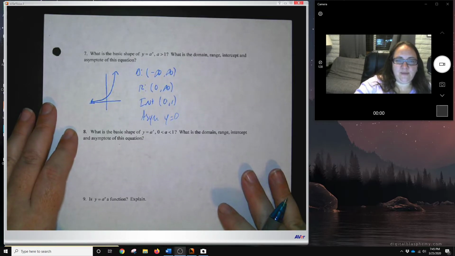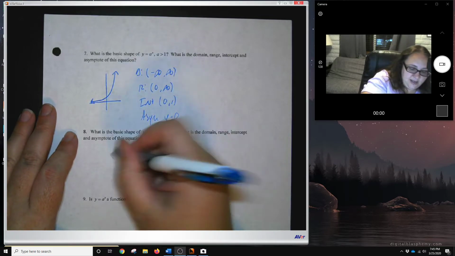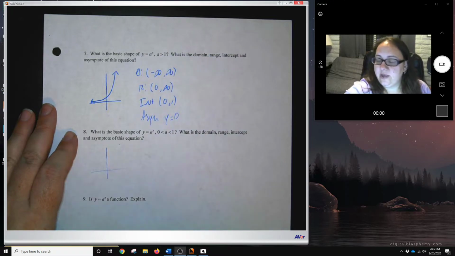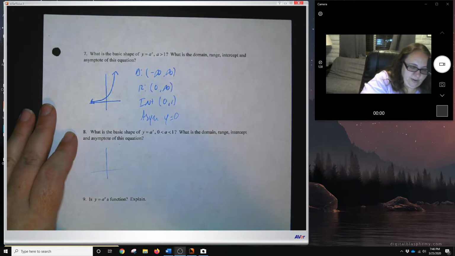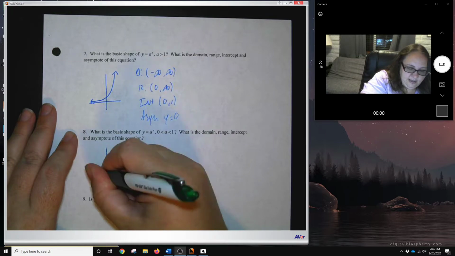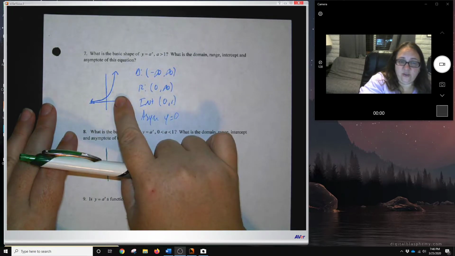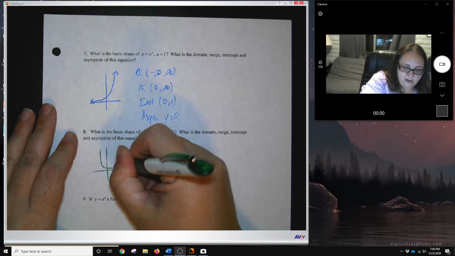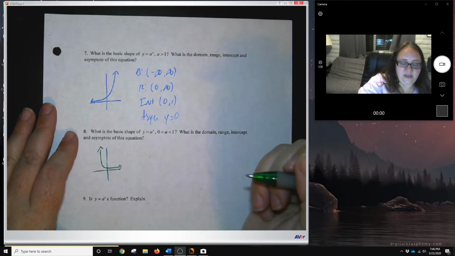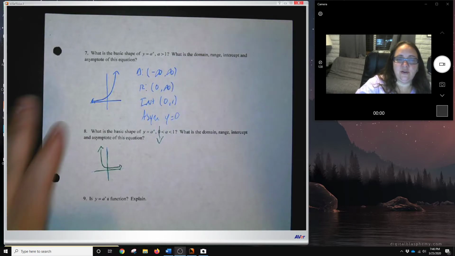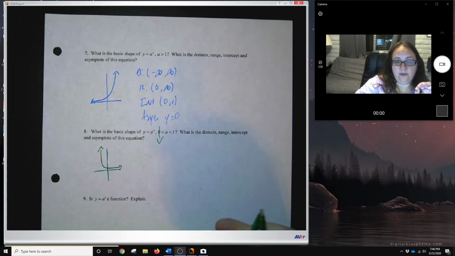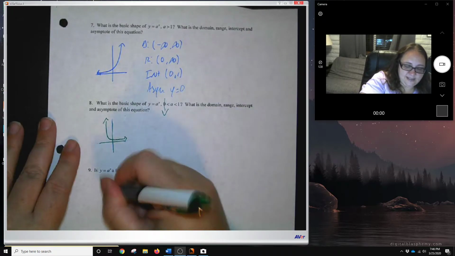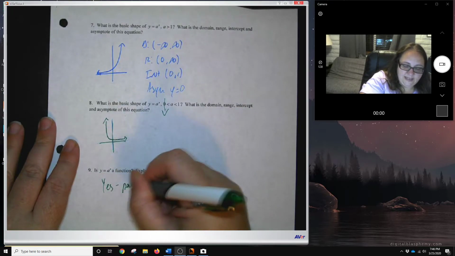And then if my base is a fraction, my general shape is the same as this, only reflected over the y-axis, so flip it over. And then domain, range, intercept, and asymptote are the same. So are these the graphs of functions? Yes. They would pass the vertical line test.